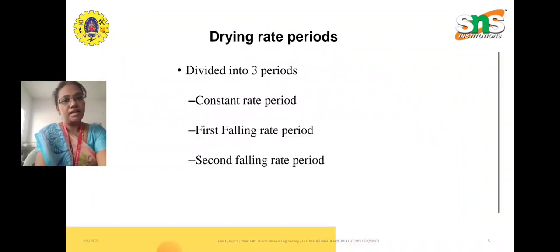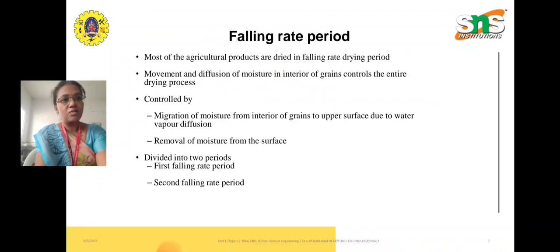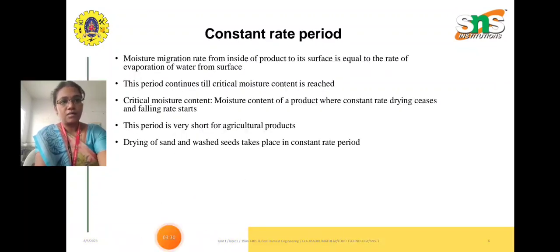So there are three drying rate periods, that is a constant rate, first falling and the second falling rate. So what do you mean by constant rate period? Here, as I told, the moisture migration takes place, but the critical moisture content plays the major role in the constant rate period. Here the moisture migration takes place from inside of the product to its surface, and it is almost equal to the evaporation rate. So this period will continue till critical moisture is reached.